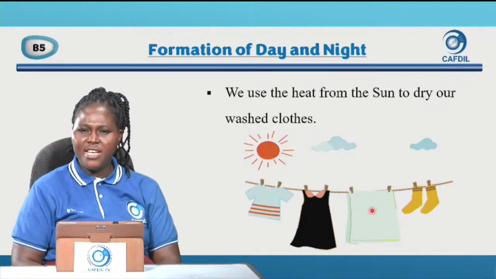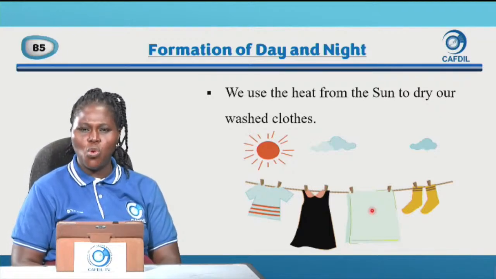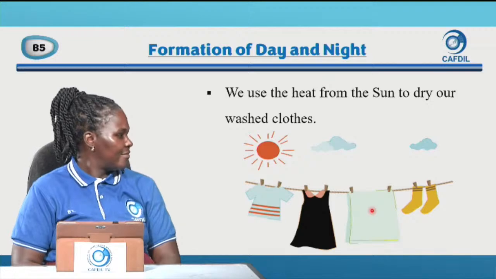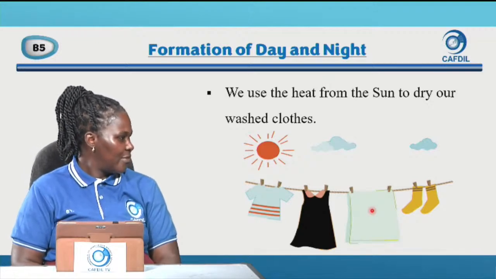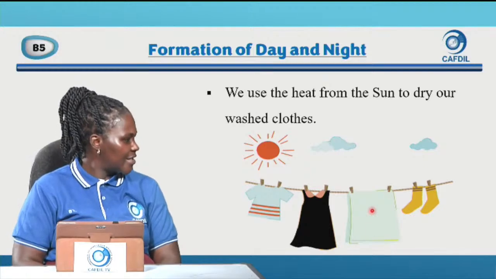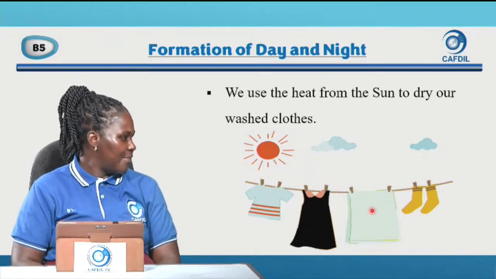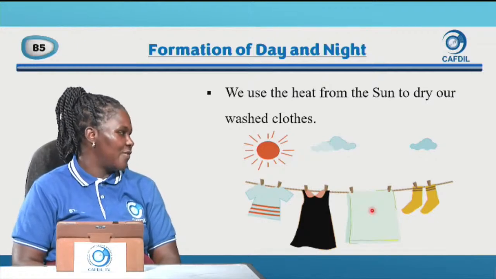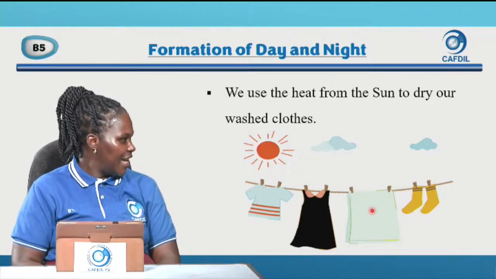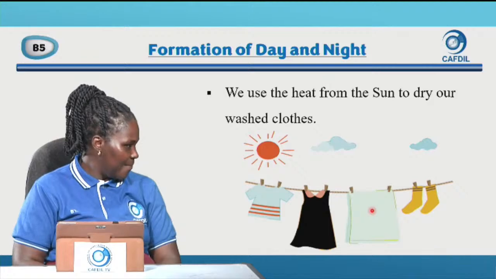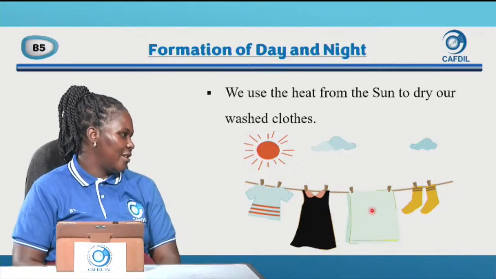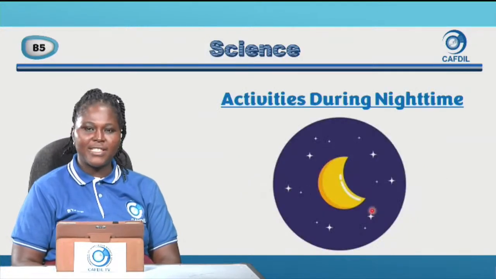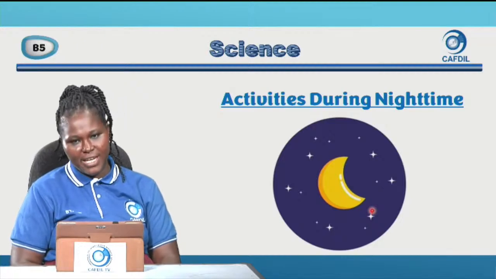Good. We use the heat from the sun to dry our washed clothes. So the heat from the sun, when you wash and you hang your things on the line for some hours, when you go, you see that the water in the clothes is gone. Why? Because of the sun. The energy from the sun dries them. So we use the heat from the sun to dry our washed clothes. Good. So we have looked at the activities during the daytime.